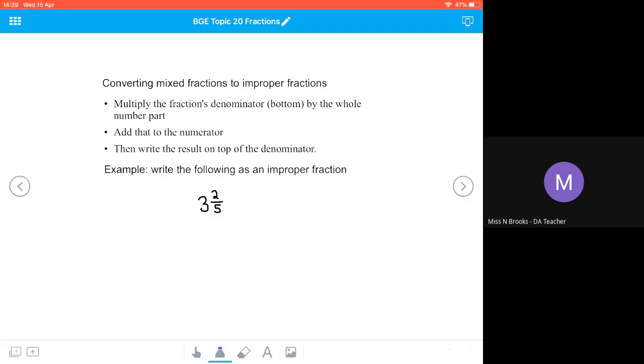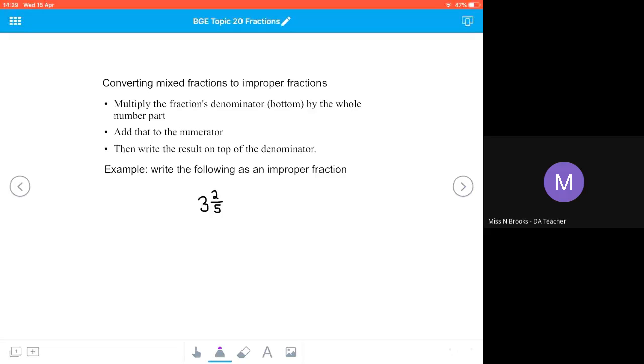So just a recap of how do we convert mixed fractions to improper fractions. If you remember, we multiply the fraction's denominator, so the bottom of the fraction, by the whole number part, and then we're going to add that to the numerator, and then we're going to write the result on top of the denominator. So our denominator does not change in our new fraction.